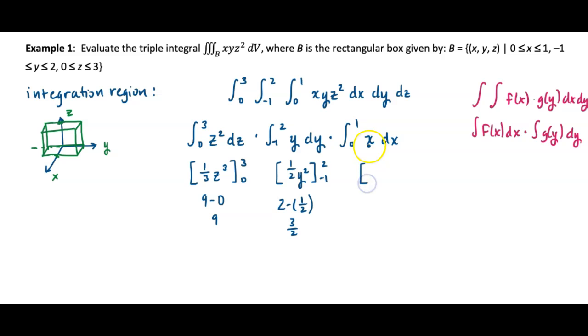Finally, antiderivative of x with respect to x is 1/2 x squared. Taking that from 0 to 1, this is just going to give us 1/2 times 1 minus 0, which is 1/2. Finally, we're multiplying these together, and 9 times 3/2 times 1/2 is going to be 27 over 4.